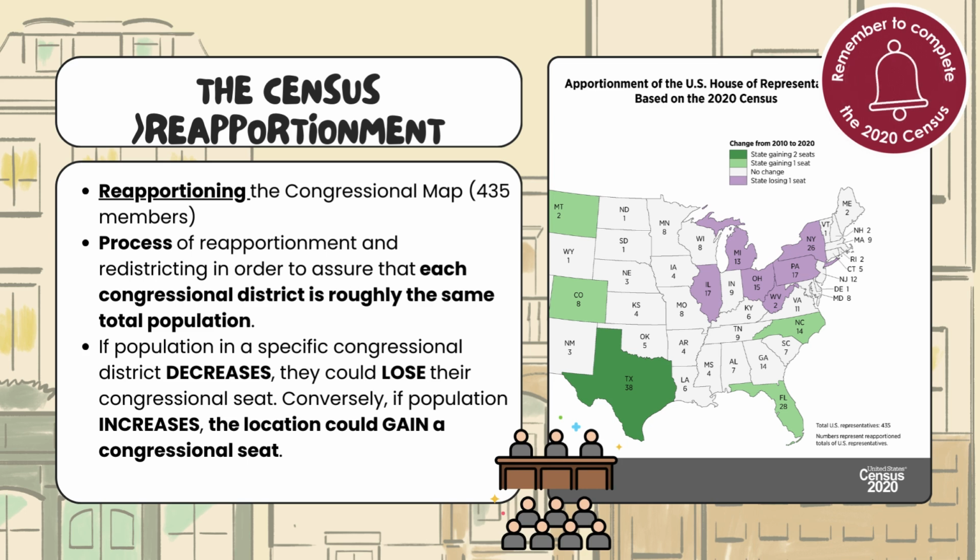So what happens after the census? Apportionment. This is when seats of the House of Representatives are reallocated based on population changes. If your state population increases, you can gain a seat. If it decreases, you might lose a seat.